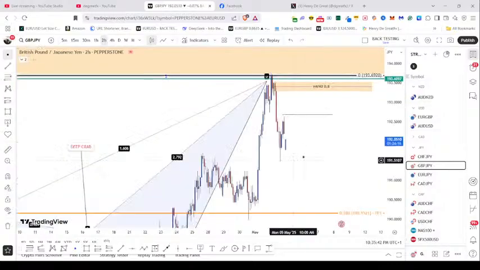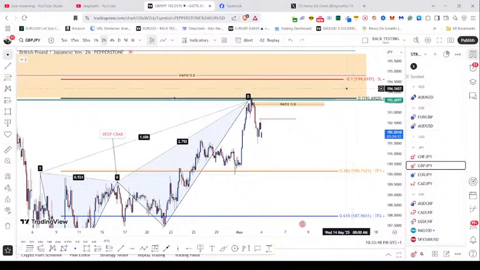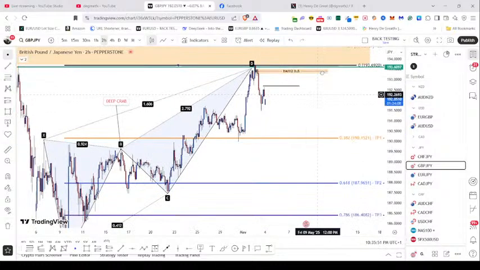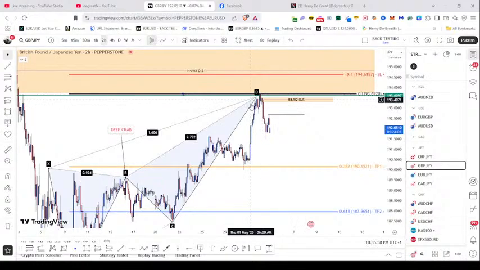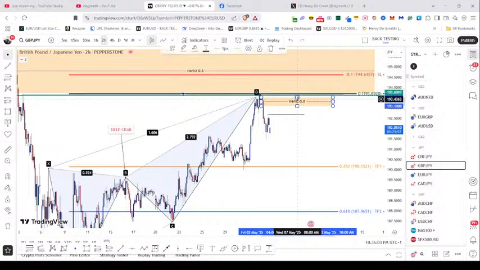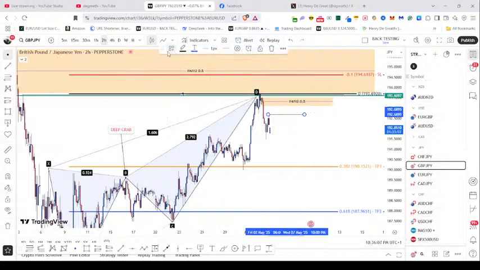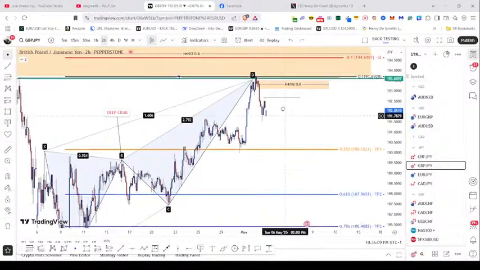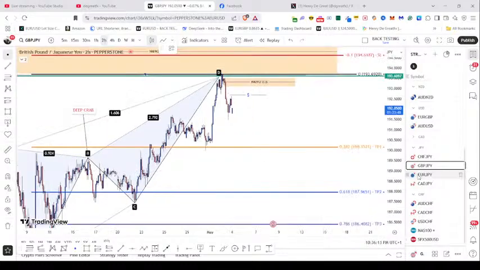So this is a great setup. Stop loss is still above 194.6187. Final target at 187.9651. So look for entry. This is a good order block to also sell from. Look for sell entry into this take profit level. So that is that.